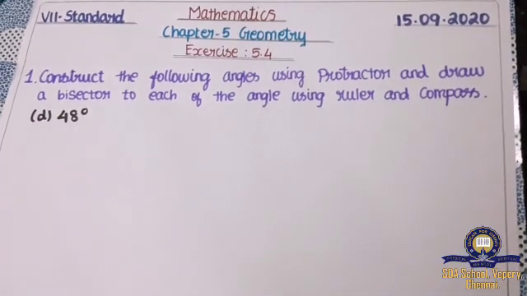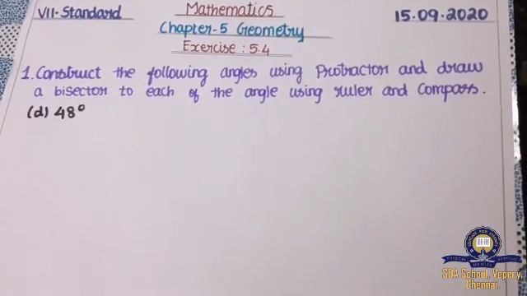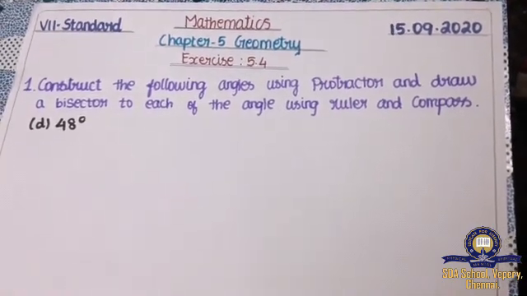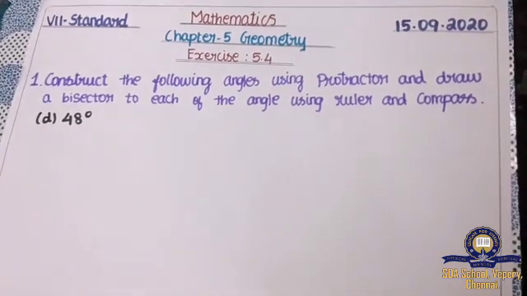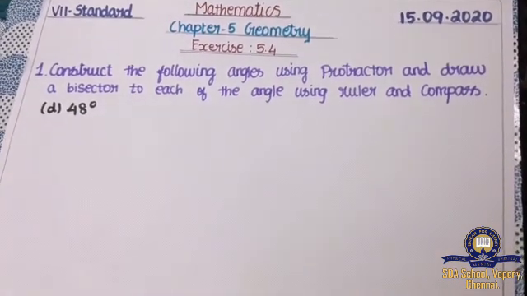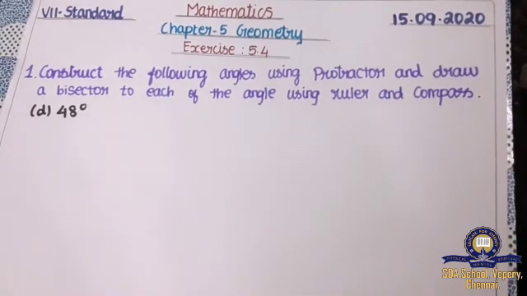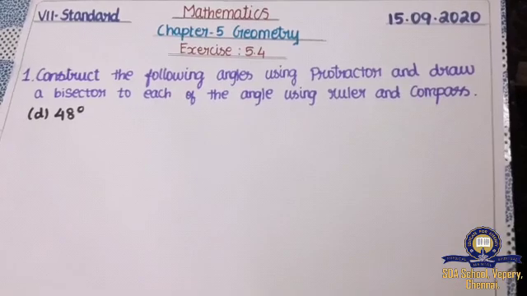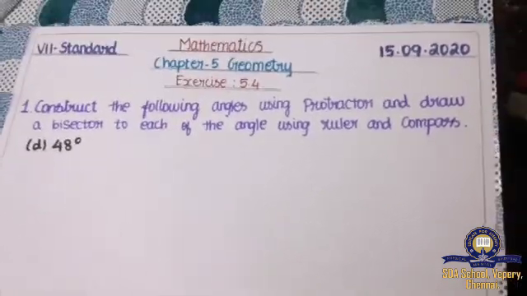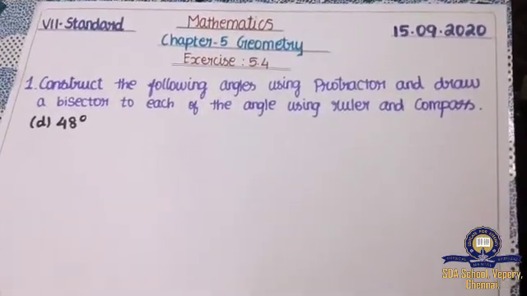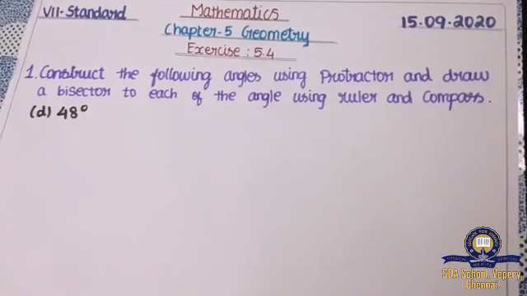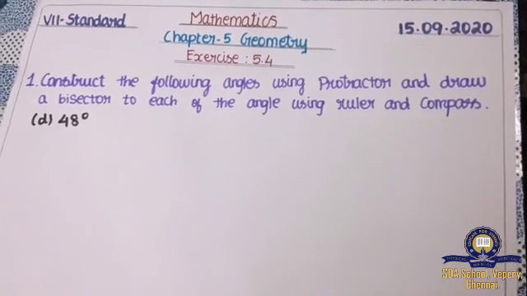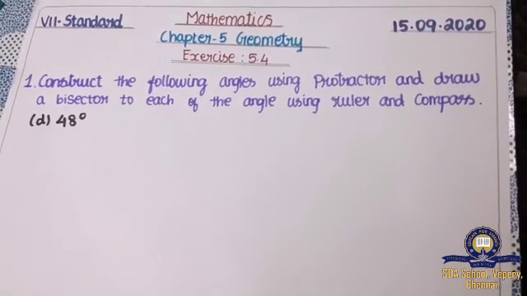Now we move on to our problem. The problem given here is: construct the following angles using protractor and draw a bisector to each of the angles using ruler and compass. So what is the angle given here? They gave 48 degrees.